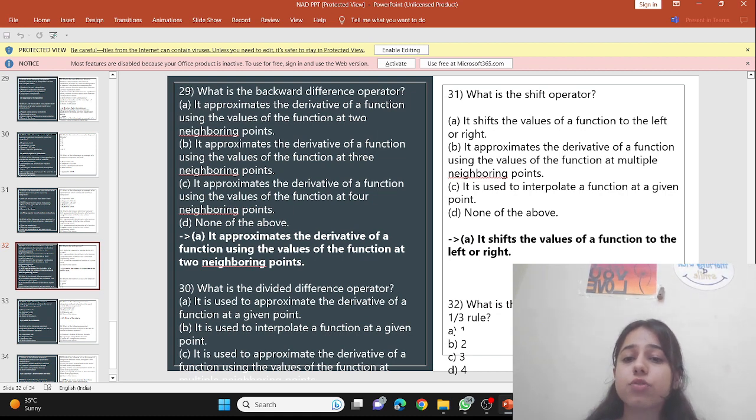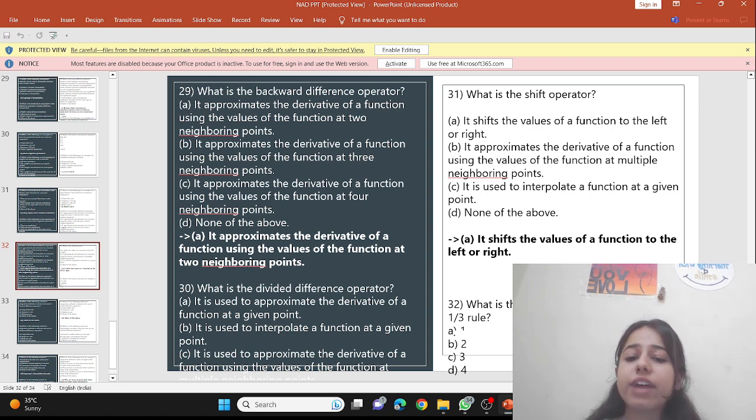29th question: what is the backward difference operator? A. It approximates the derivative of a function using the values of the function at two neighboring points. B. It approximates the derivative of a function using the values of the function at three neighboring points. C. It approximates the derivative of a function using the values of the function at four neighboring points, and none of the above. So the correct option for what is the backward difference operator? It approximates the derivative of a function using the values of the function at two neighboring points. So the correct option is A.